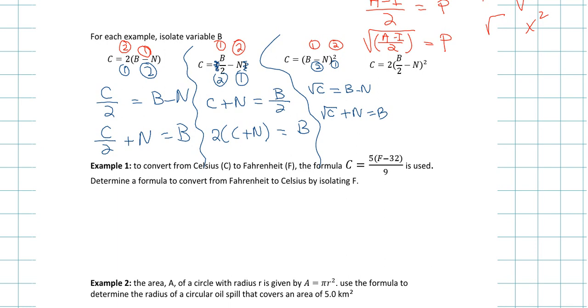So here's what I want you to do. Get in groups. Find the answer for the last one. There's 2, 4, 6, 8, 9 of you. Make groups of 3s. Okay? Get in groups of 3s.